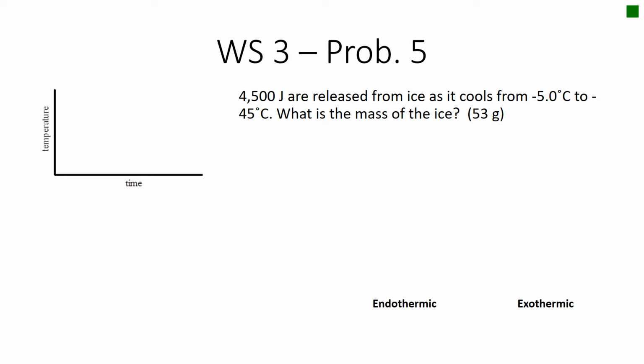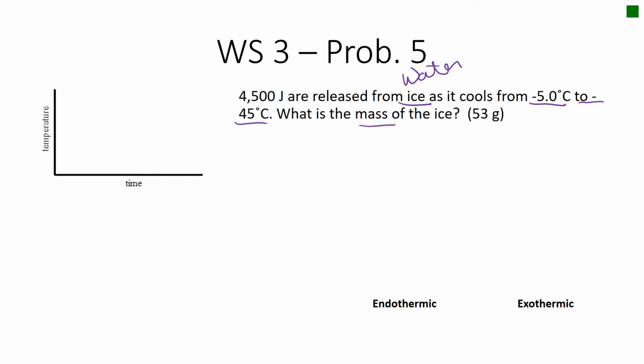Okay, let's do worksheet 3, problem number 5. It reads: 4,500 joules are released from ice, so I know I'm dealing with water, as it cools from -5 to -45. What is the mass of the ice? All right, so the first thing that you want to do is make a graph, because that'll tell you what equations and how many equations you're going to need of each.